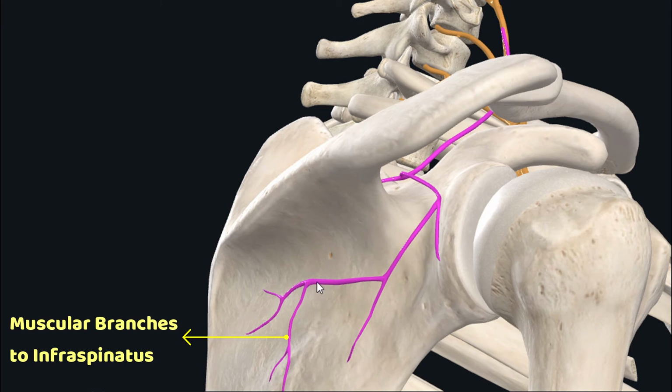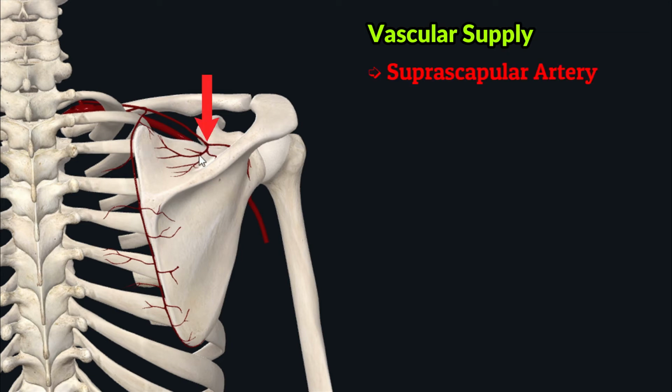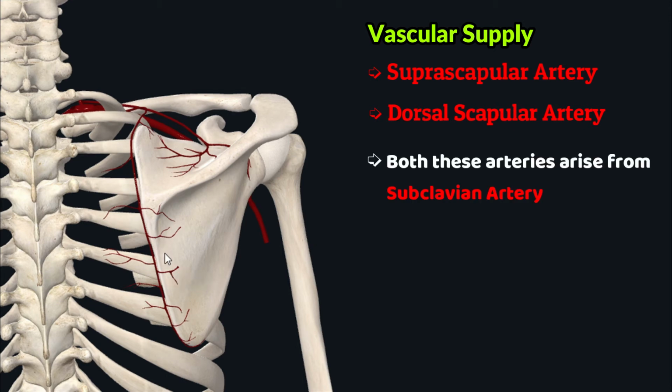In terms of the arterial supply or the vascular supply of the supraspinatus muscle, a large part of the arterial supply for this muscle is derived from this artery, the suprascapular artery. And a small part of the arterial supply for this muscle is derived from this artery, the dorsal scapular artery. Both of these arteries arise from the subclavian artery.